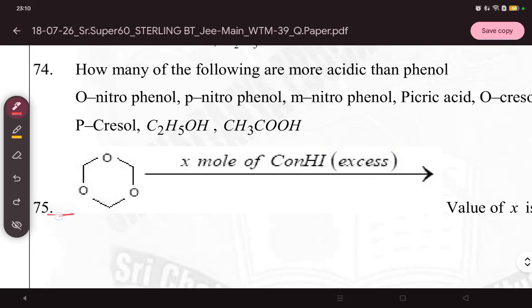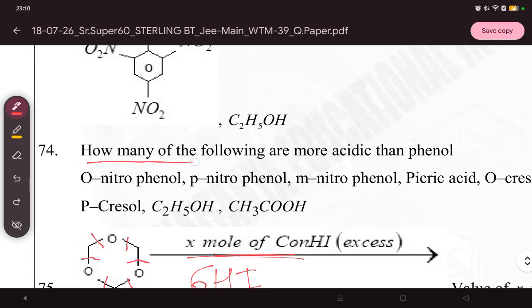In this reaction, the number of moles of HI is required. To break 1 mole of carbon-oxygen bond, 1 mole of HI is required. Here, totally 6 carbon-oxygen bonds are present, hence 6 moles of HI is required.